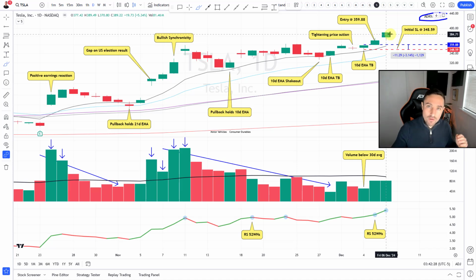Thinking about taking half off at 1 times the initial stop loss, potentially a third off at 2 times the initial stop loss, potentially active risk mitigation. And then in terms of optimizing profits, I'll talk about that a little bit. I like to use trailing stops.